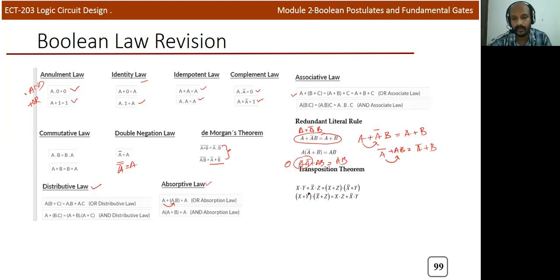This is the transposition law. For example, x dot y plus x bar plus z. For example, this is 1 and this is 2 and this is 1 complement and this is 3. So we can write it like this: 1 plus 3, and here 1 bar plus 2. This is known as the transposition theorem. Similarly, it is also given in the reverse form.